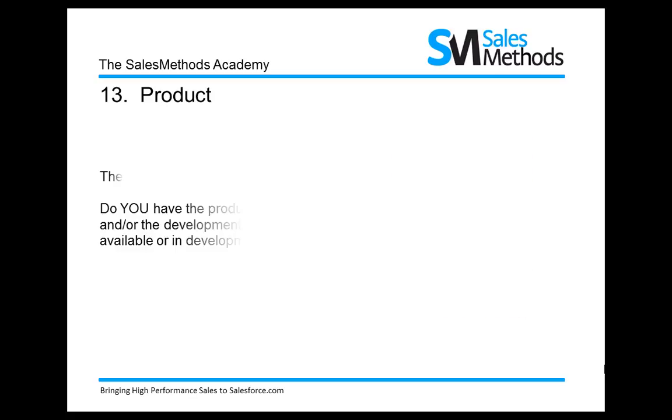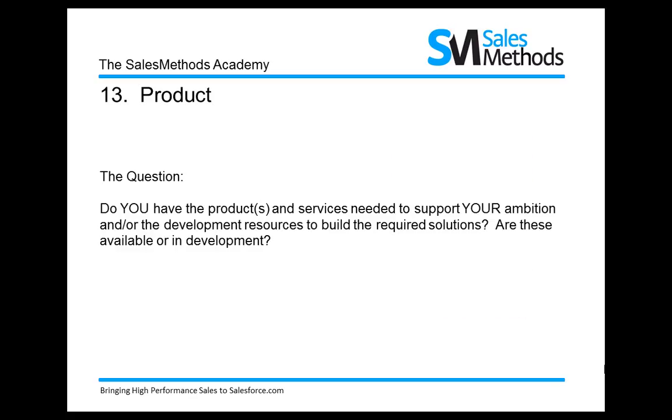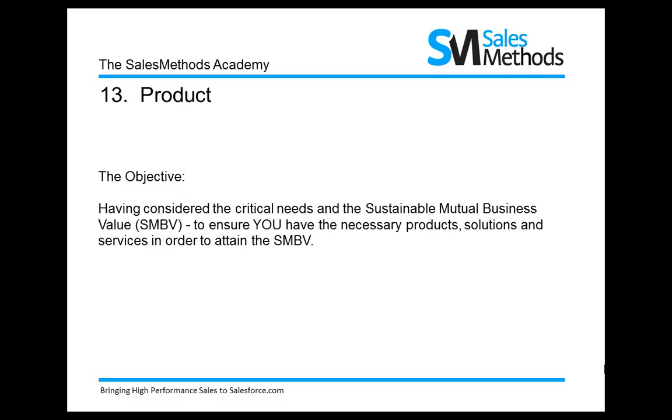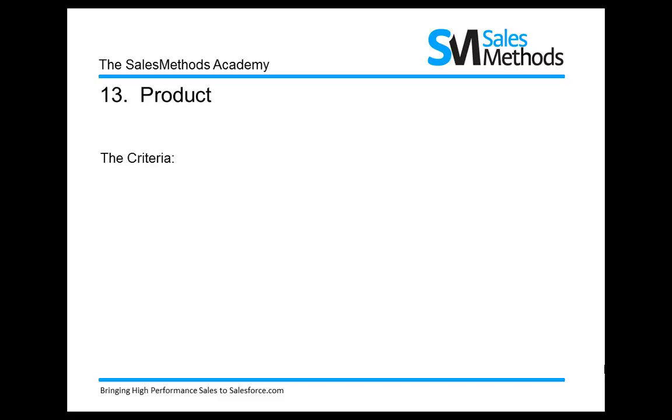The question: do you have the products and services needed to support your ambition and/or the development resources to build the required solutions? Are these available or in development? The objective: having considered the critical needs and the sustainable mutual business value, to ensure you have the necessary products, solutions and services in order to attain the sustainable mutual business value.